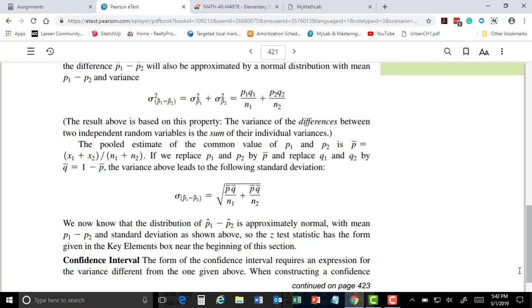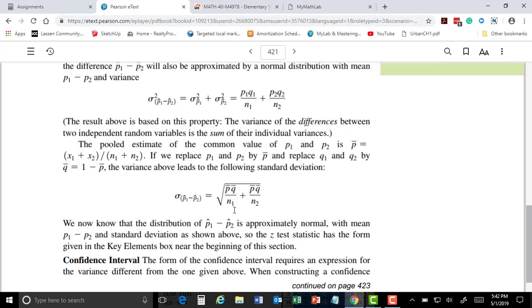What's it equal to? If it were just P1, it would be equal to this. That's what you're used to doing. This guy right here, just this guy. But because we have two samples, we have a pooled deviation. It's the deviation of the one plus the deviation of the other.